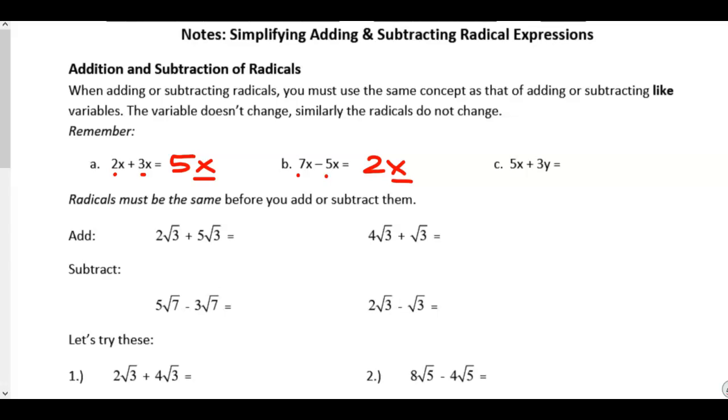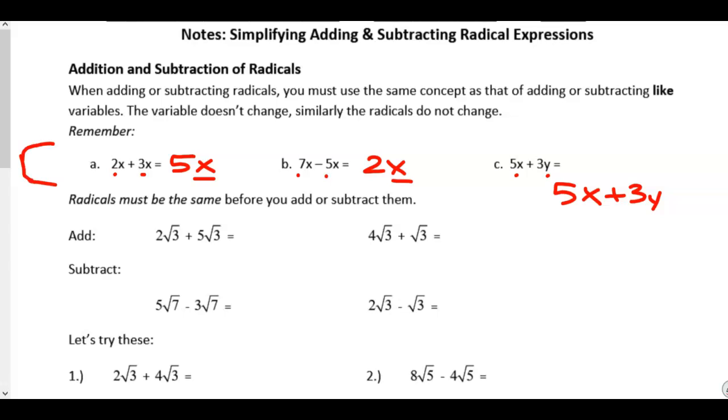Thank you. So 5x plus 3y is not 8. It's not 8xy. You cannot add them if they're different terms. So when they're different, just rewrite it, like 5x plus 3y. That was it. Now that was variables. That's old school. Hopefully we already know that.